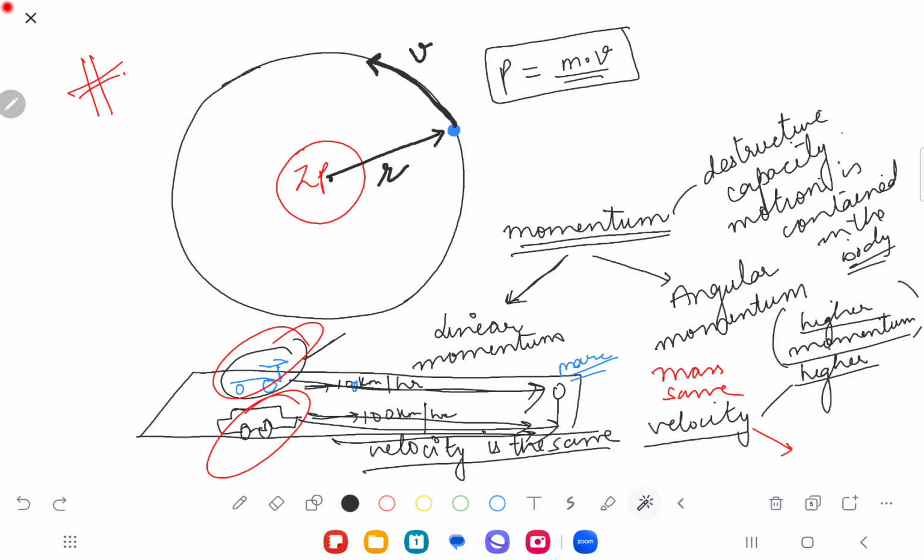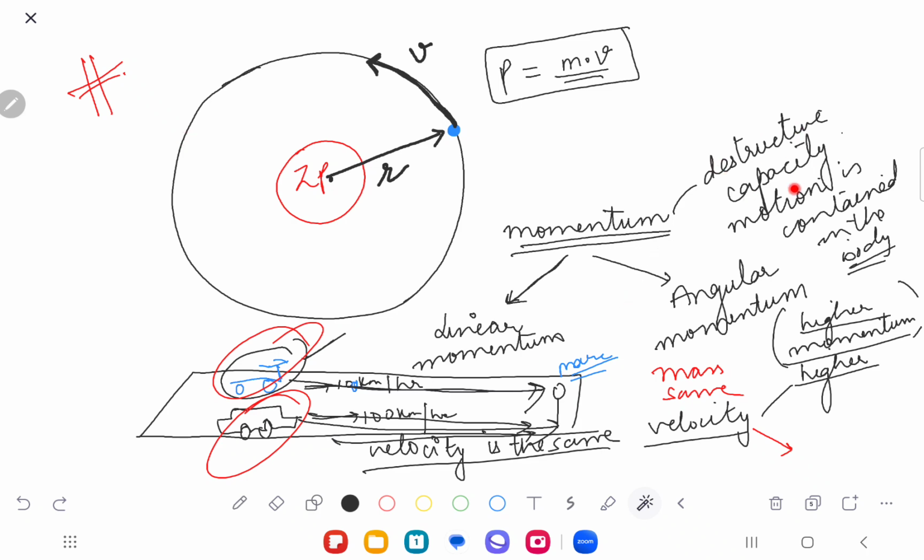So my point here is just to understand the basic meaning of momentum: either the body is moving in a straight line or the body is moving in a circular path. The motion in both situations could be destructive, isn't it? If you ride a bicycle in a circular path, couldn't that motion still be destructive, right?